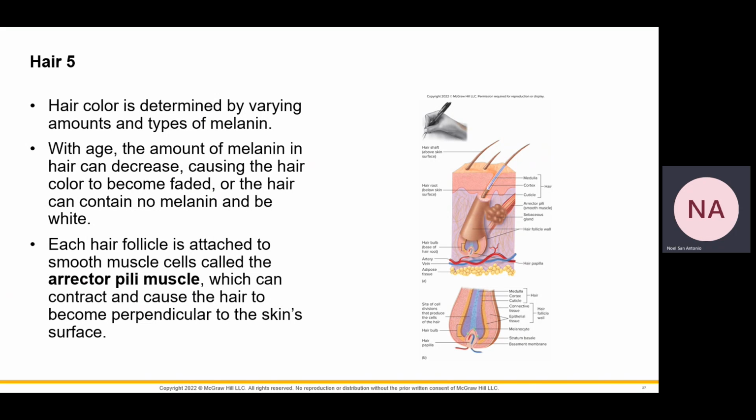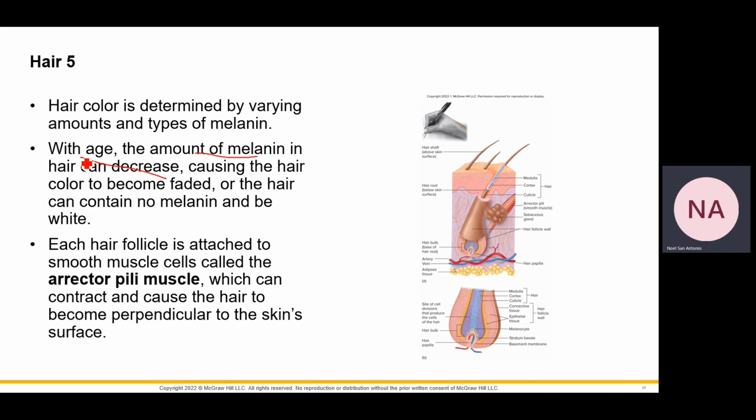And just like in the color of our skin, wherein one of the determinants of the color is melanin, in our hair, it is also melanin that determines your hair color. And as we grow old, the amount of melanin in the hair decreases, causing the hair to become faded. Kaya nagkakaroon ng, kung tawagin nila, silver or gray hair or white hair. Kasi kulang na sa melanin.